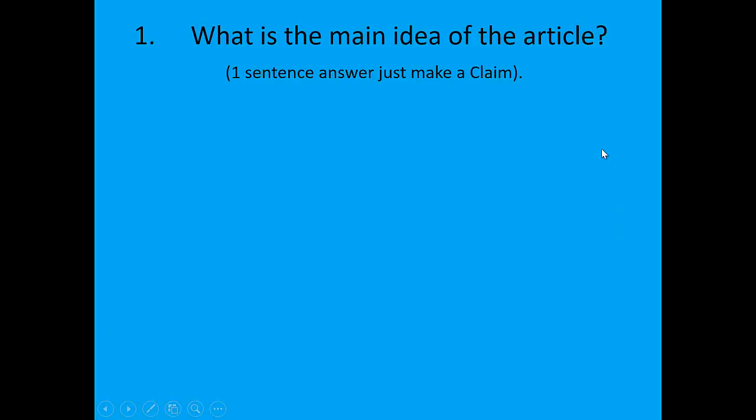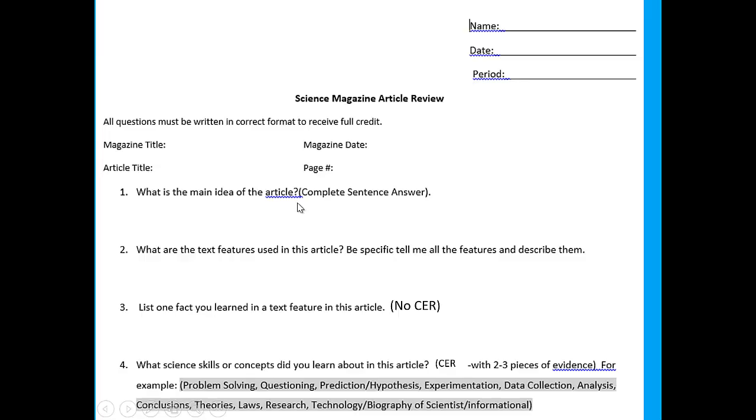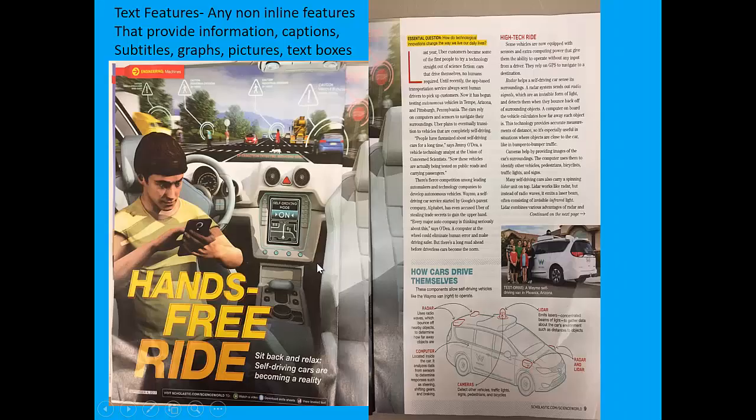All right, so the first thing we need to do is write what the main idea of the article is. 1 sentence answer, just make a claim. So the main idea of Hands-Free Ride, that's the title of the article, is to inform the reader about driverless cars and how they may change our lives in the future. That's it. There you go. Question number 1 answered. Okay, so that's what's the main idea.